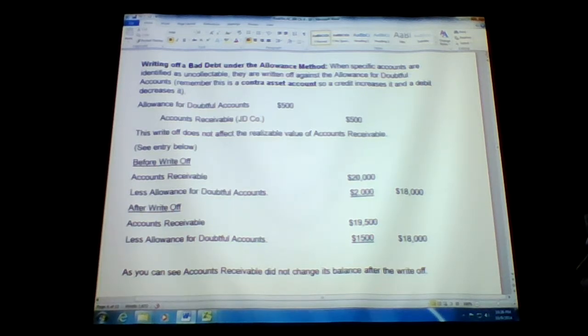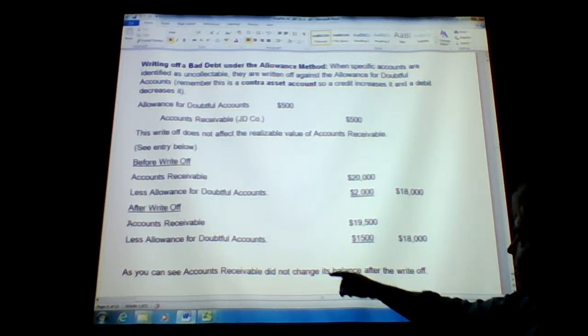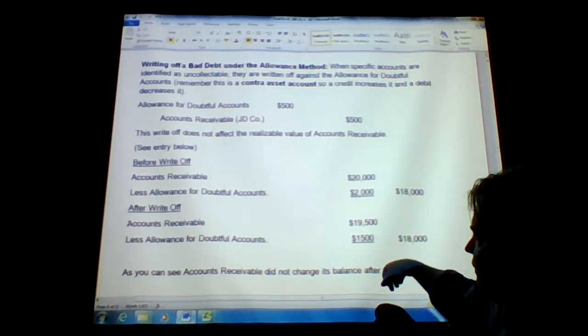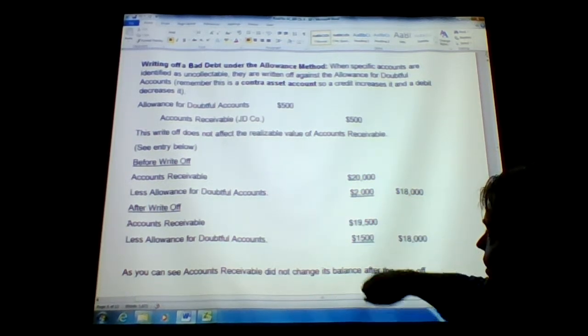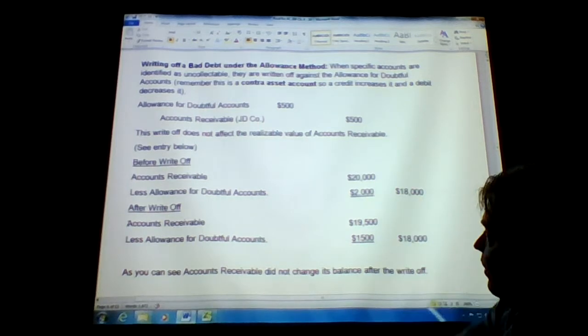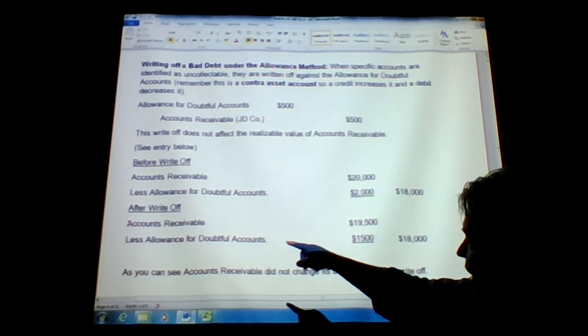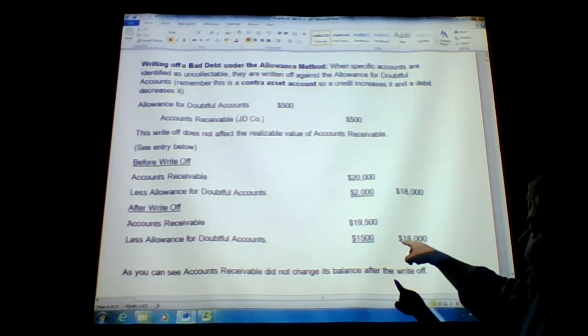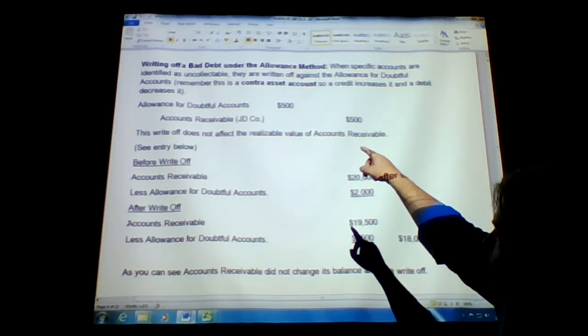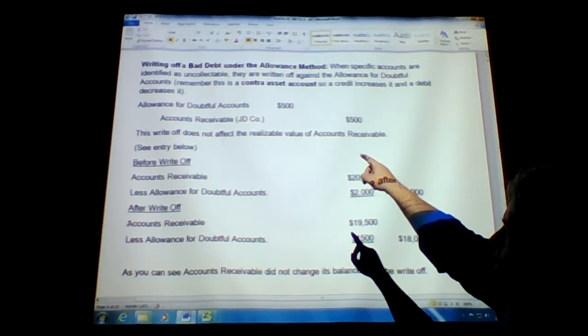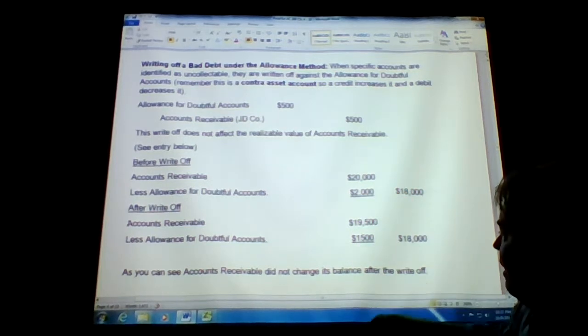Accounts receivable, $20,000, less allowance for doubtful accounts, $2,000, gave us a balance of $18,000. That's before the write-off. After the write-off, it's accounts receivable, $19,500, because that's the $500 that we deducted from accounts receivable, less allowance for doubtful accounts, $1,500. Remember, it had a $2,000 credit side balance. We debited it $500. It now stands at $1,500.